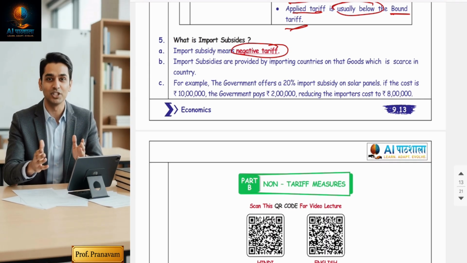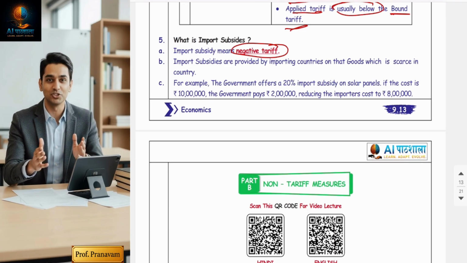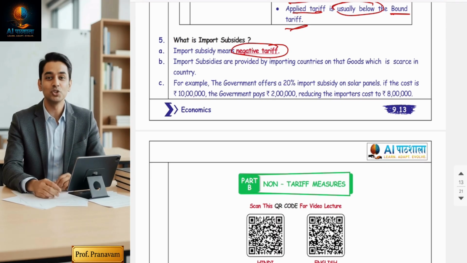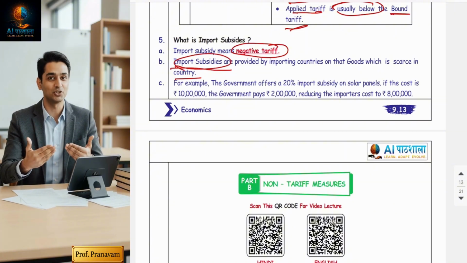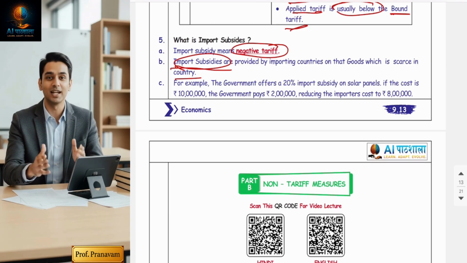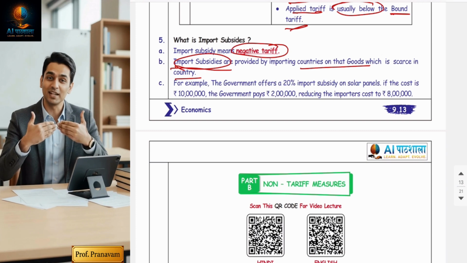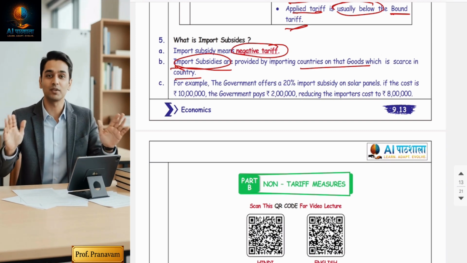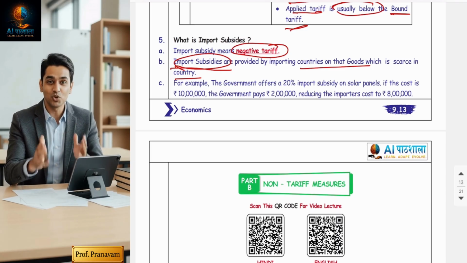So understand import subsidy. An import subsidy is a negative tariff. The importing government pays a part of the import cost. Yes, that is called import subsidy. The government bears the cost when goods are scarce domestically. Of course, import subsidies are given only when scarcity of a particular good arises in the country and the government is desperate to bring that good from a foreign country into India.